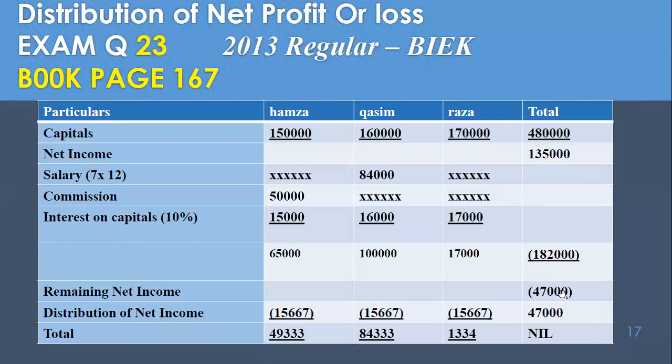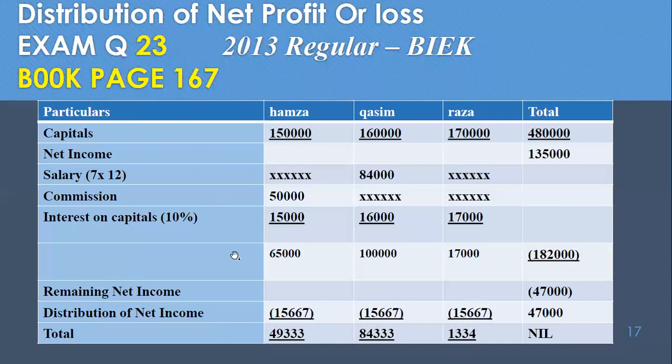As in the question, we have one condition that the remaining net profit and loss is distributed equally, so we divided by 3. Clear? 15,667. Then 65,000 minus 15,667, I got the positive value 49,333. From 1 lakh, I subtracted 15,667, I got this value. And then from 17,000 minus 15,667, I got 1,334.